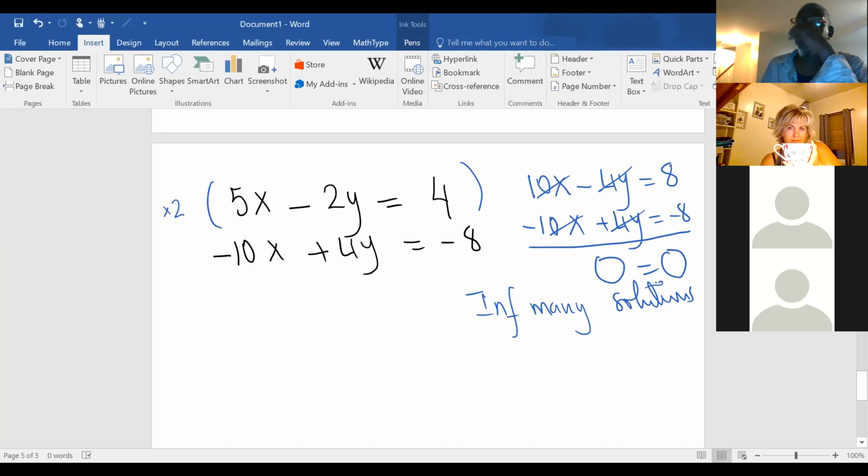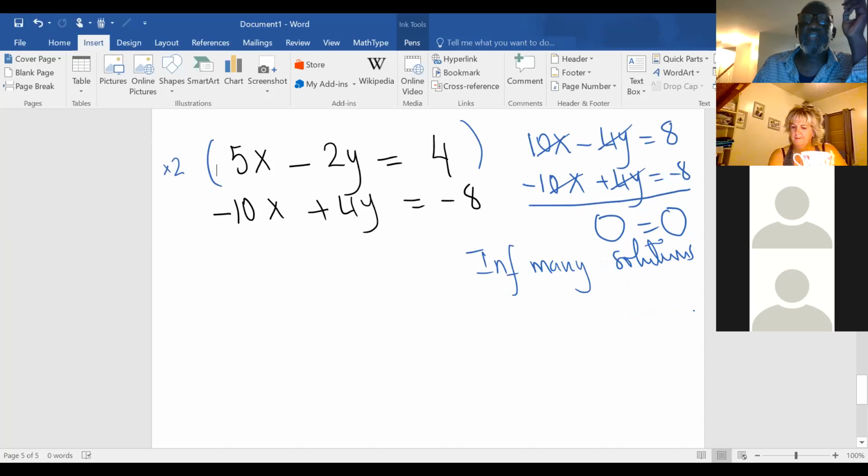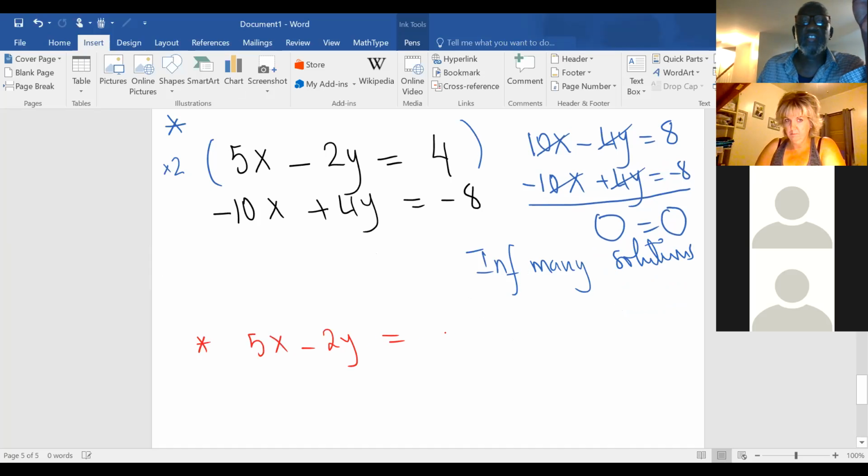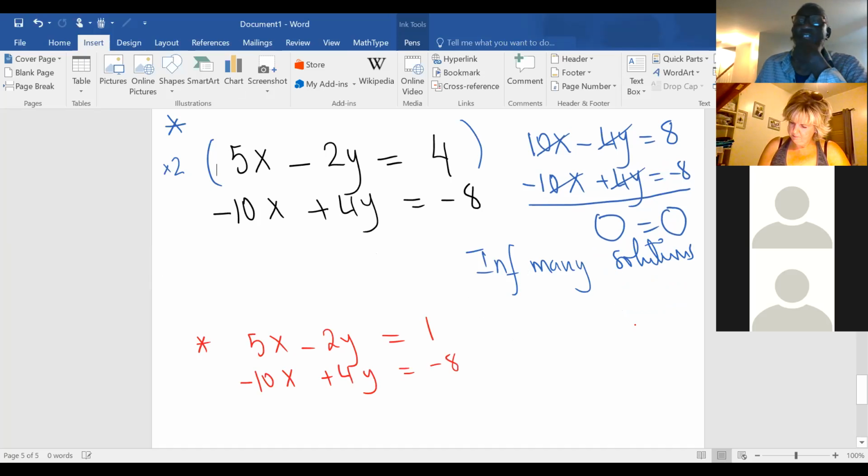Every time you get that, after you add them up, every time you get 0 equals 0, you get infinitely many solutions. Now, if I make a slight change, if I do 5x minus 2y equal to 1, and then negative 10x plus 4y equal to negative 8, right? I do the same. I'm going to multiply the first equation by 2.